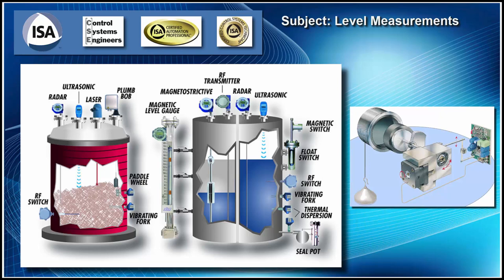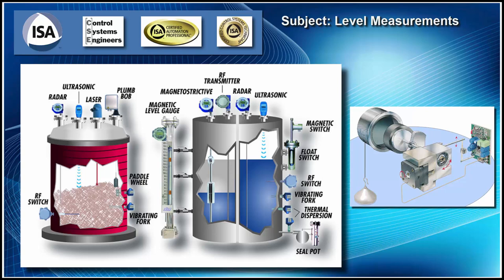The one right above that to the right is called a plumb bob. And this can be used in water or it can be used in solids. Just like the RF switch and the vibrating fork, they can be used in water as well. They can be used in a liquid. But the paddle switch isn't going to work in water or some kind of liquid because it'll just keep spinning. It won't have enough force to stop it.